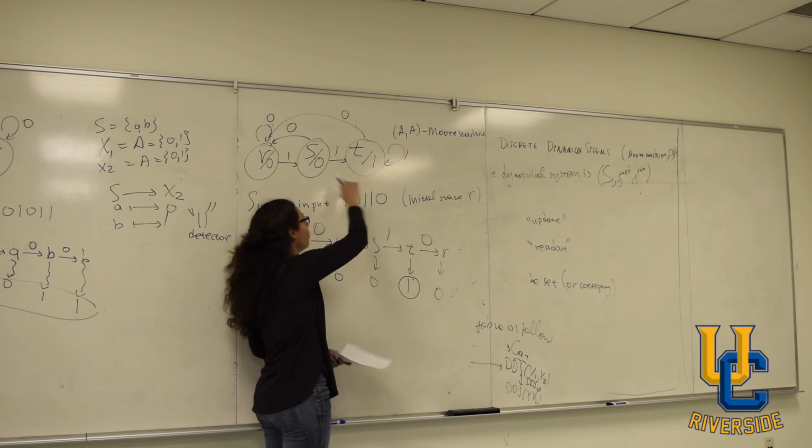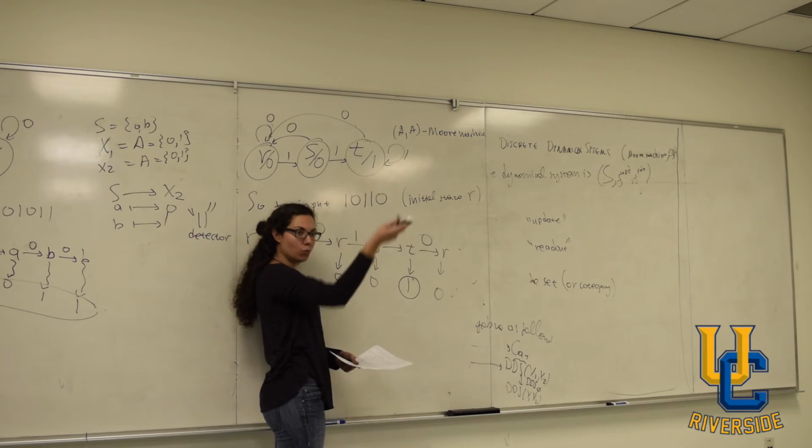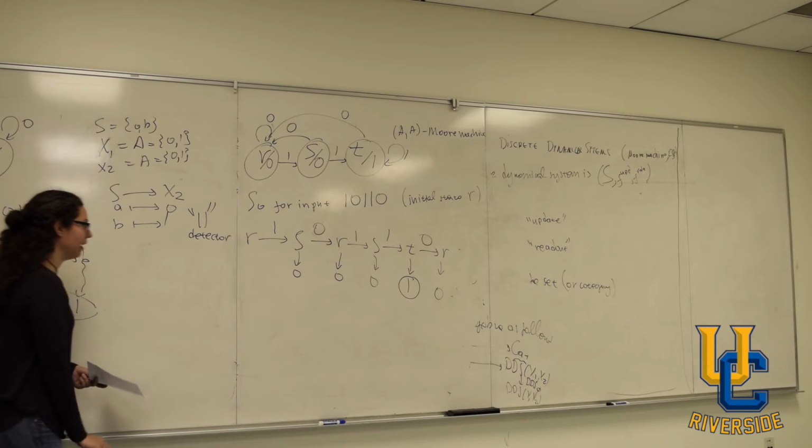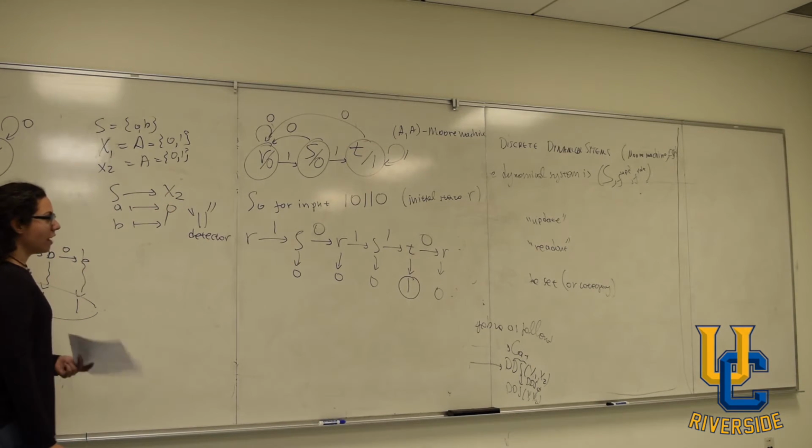You see? If you start here, you don't need two 1s to produce a 1. So you better start here. Okay, so you're choosing your initial state. That's a good thing. Okay, so that's what's happening.